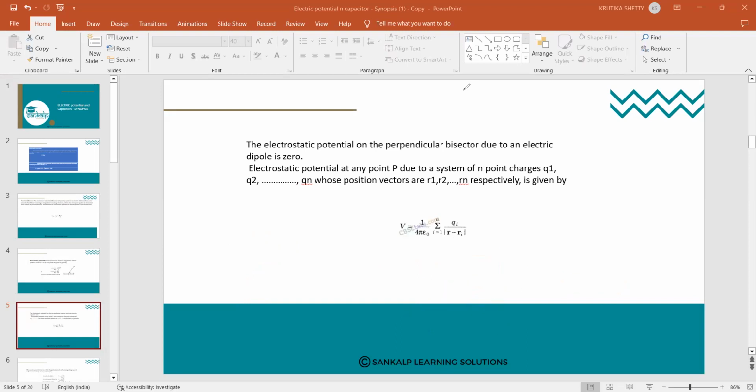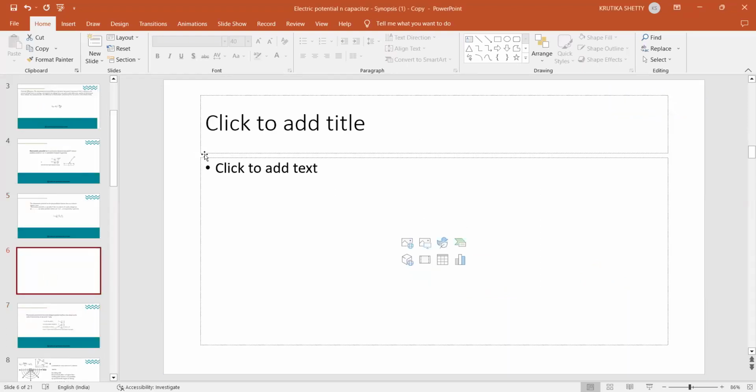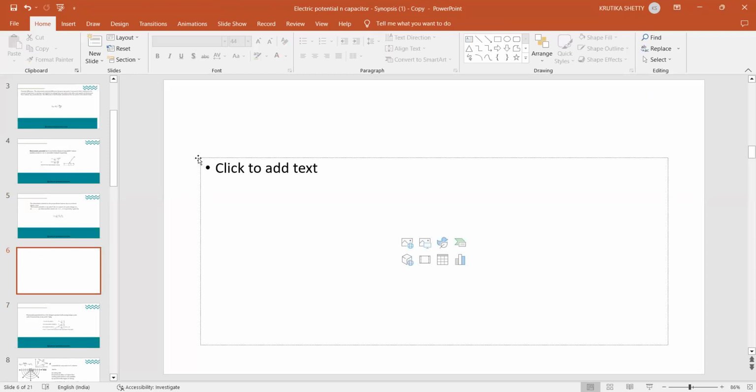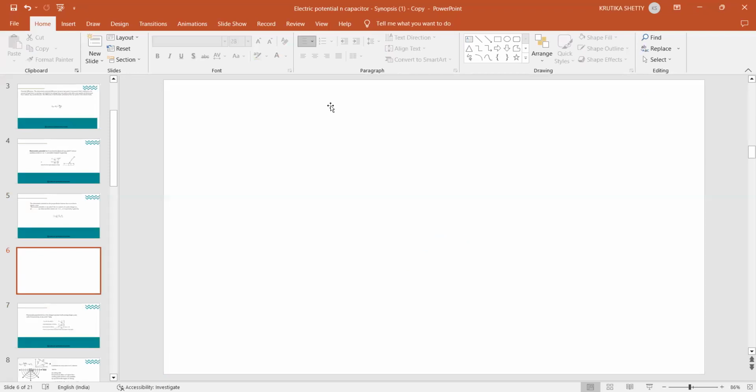Now we will see the derivation for the electric potential due to a point charge. How to do that derivation? It is a 3 marks question for your unit test or any test.